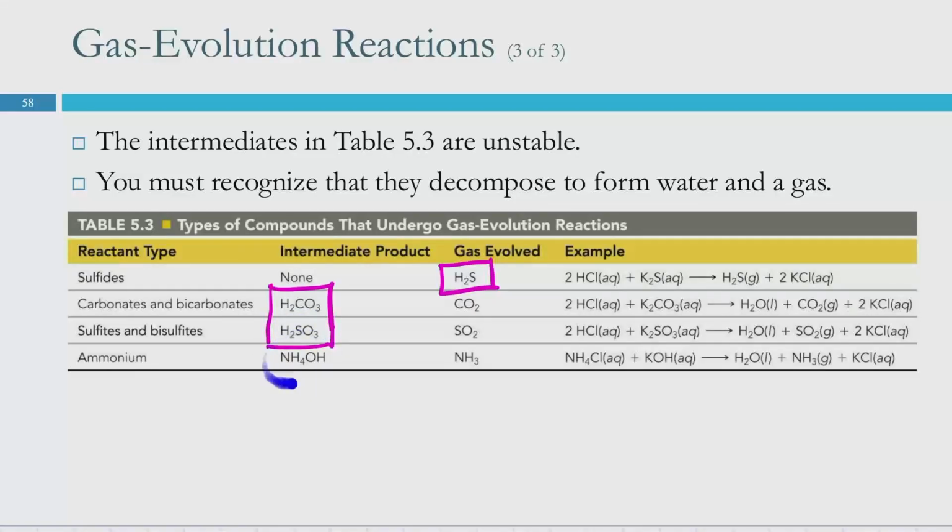We also have things like ammonium hydroxide, that forms NH3. One of the H's comes off of the ammonium and combines with the hydroxide to form water. And ammonia would leave as a gas here, typically. These are kind of, you just have to memorize them.